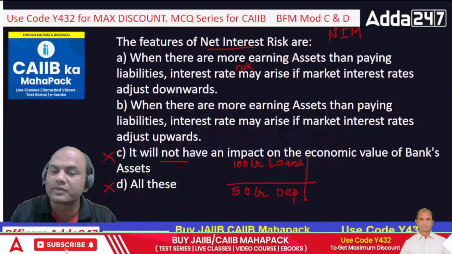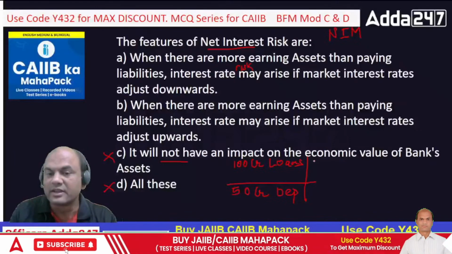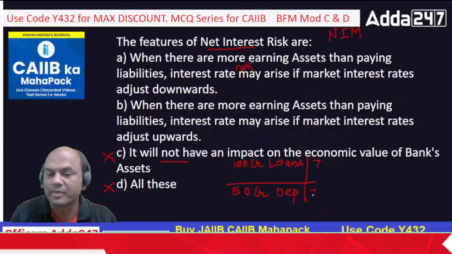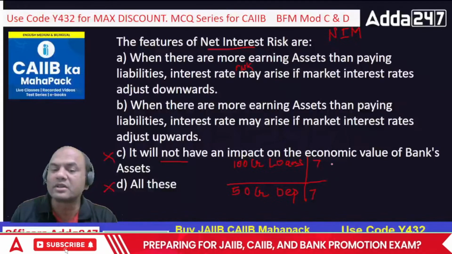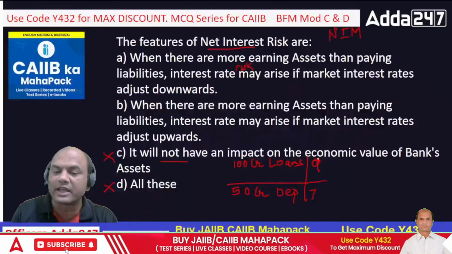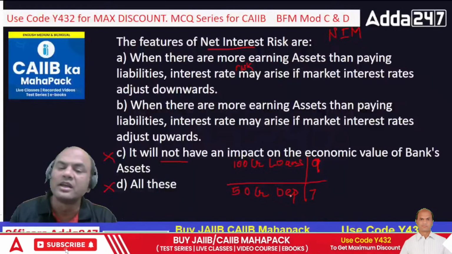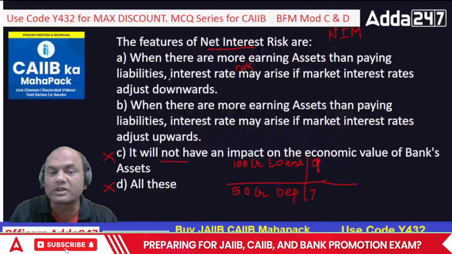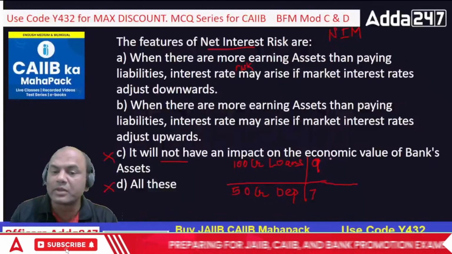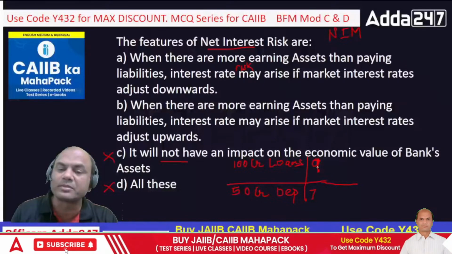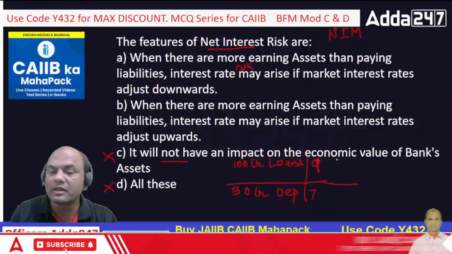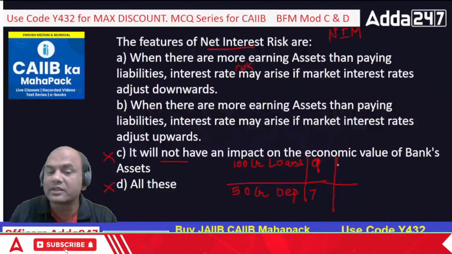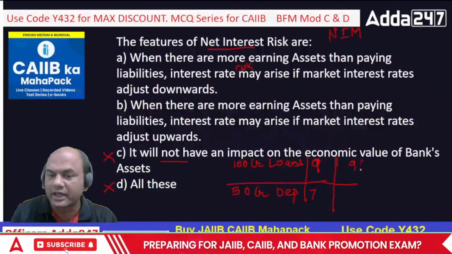Let's assume both of them have the same rate of interest, let's say 7% both. Or else we'll take a practical view: loans have 9%, deposits have 7%. Now what happens if the interest rate falls down? On 100 crores, how much am I earning now? I am earning 9 crores annually.